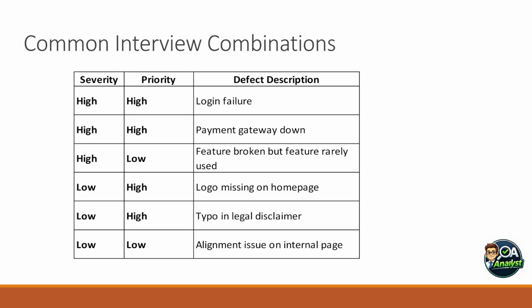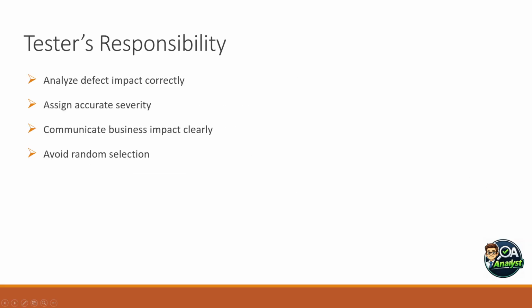So as a tester, you must analyze the impact correctly, assign the correct severity, explain the business impact clearly, and never randomly select severity or priority. It must always be analyzed correctly, and only then should we provide severity and priority to the particular defect. This is our responsibility as a tester.